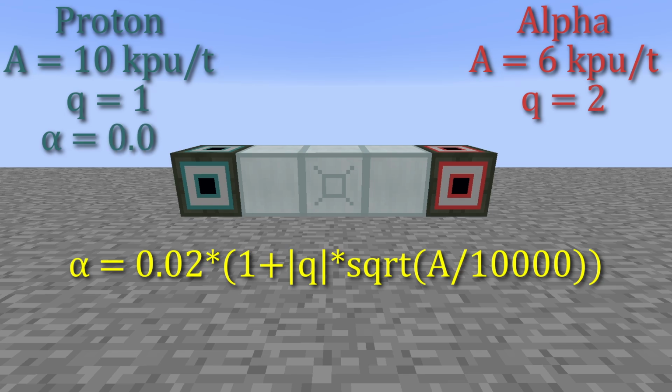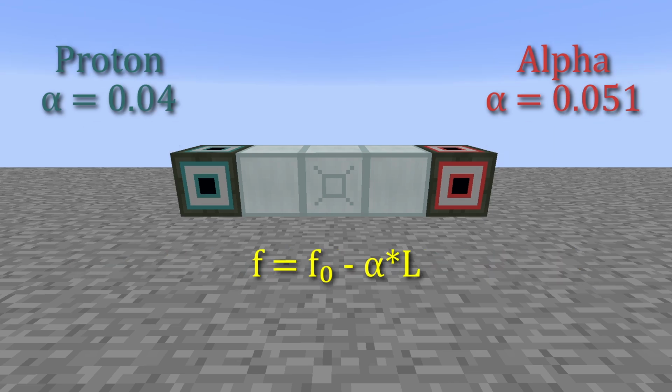The 10 kPa per tick proton beam has a focus loss of 0.04 per block, and the 6 kPa per tick alpha particle beam has a focus loss of 0.051 focus per block.